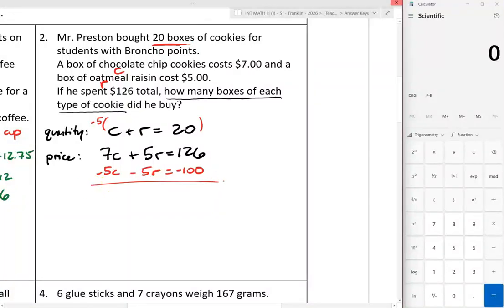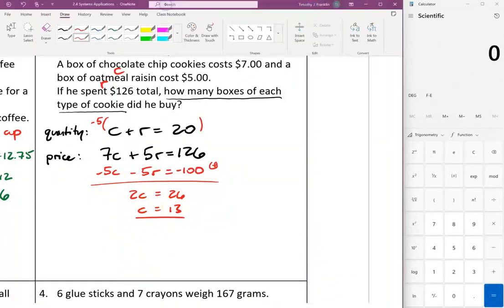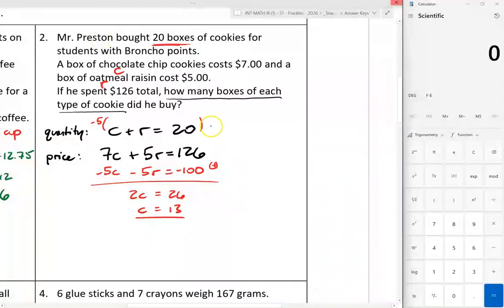So if I add these together, I get 2C equals 26. Well, C is going to equal 13 then. And if I plug that back in to find R, if C plus R equals 20, that's 13 plus R equals 20, then R must be 7. And given the popularity of chocolate chip versus oatmeal raisin, I think this sounds about right.